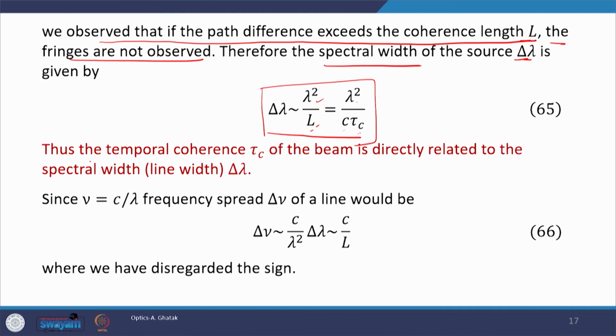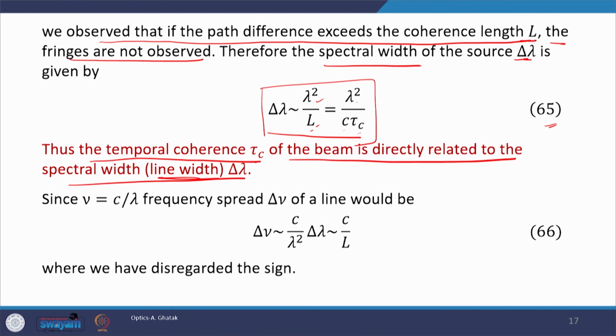Thus, the temporal coherence time tau c of the beam is directly related to the spectral width, which we also call the line width. Once a source of given line width is given, then we can quickly predict its coherence time using this relation, using equation number 65.